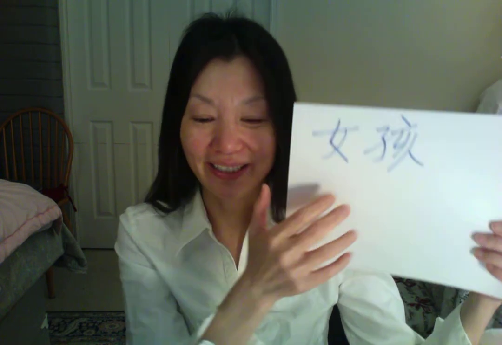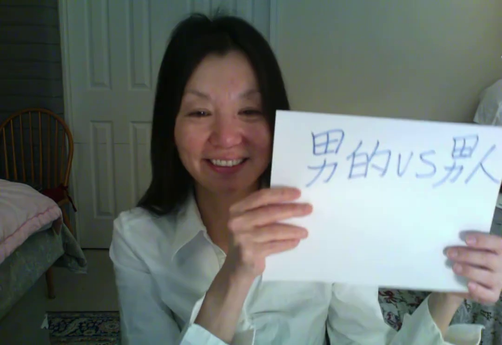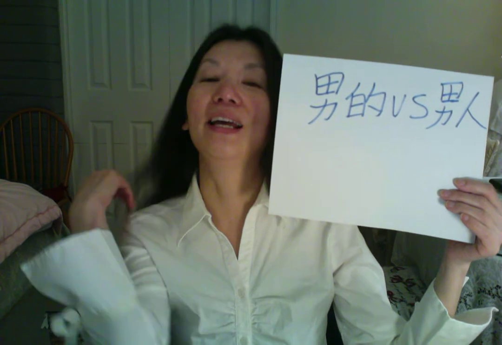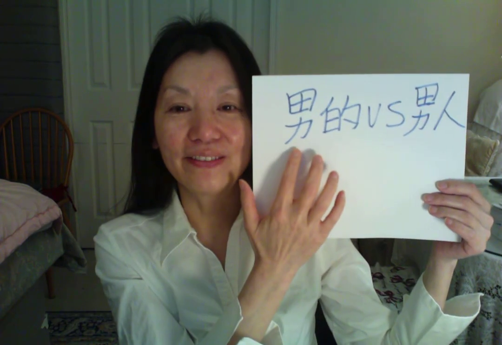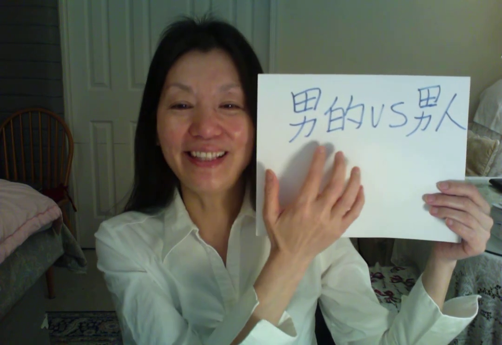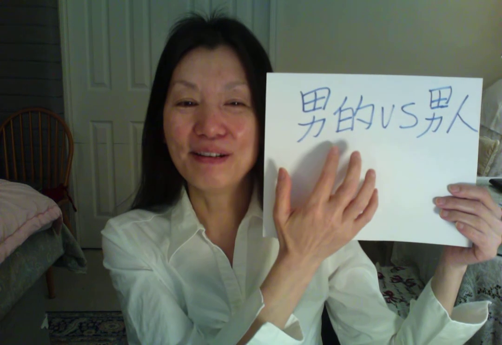女孩, okay, good. Let me see the next one here. 男, you know this one, right? We just say 男孩, boy. 男, we already learned this one. 的. 男的, male. What's this?